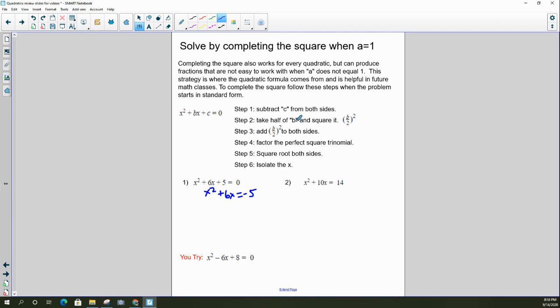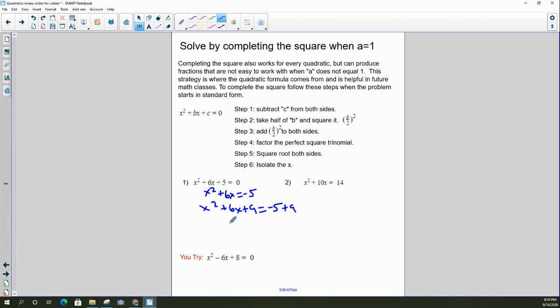Now I'm going to take half of b and square it. So half of 6 is 3. 3 squared is 9. Now step 3 says add 9 to both sides. So when I add 9 to both sides, I get x squared plus 6x plus 9 equals negative 5 plus 9. Whenever you do something to one side, you do the same to the other, so it's still a true statement.